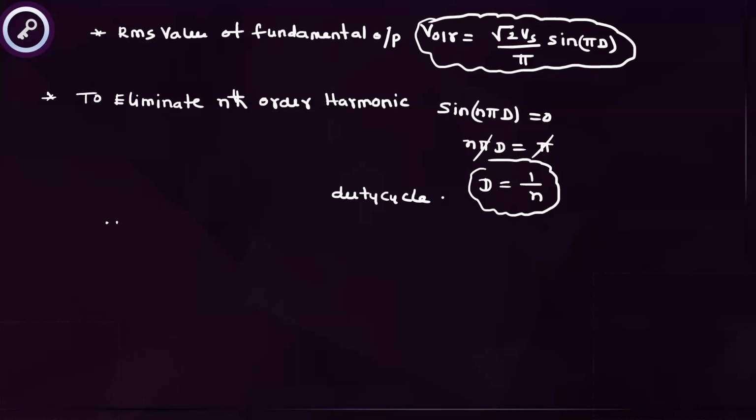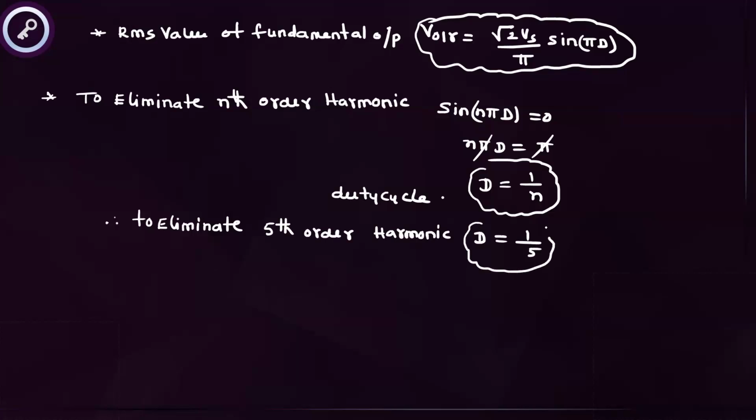So, for example, if the question asks for the duty cycle to eliminate the fifth order harmonic, it is 1 by 5. That is correct. Like this, you calculate d equal to 1 by 5. This is very important, and it is generalized as d equal to 1 by n.